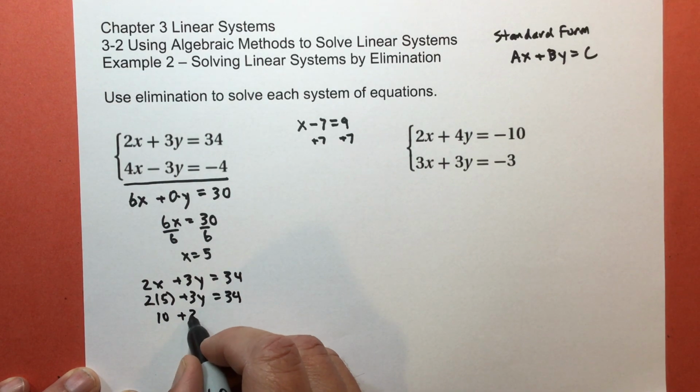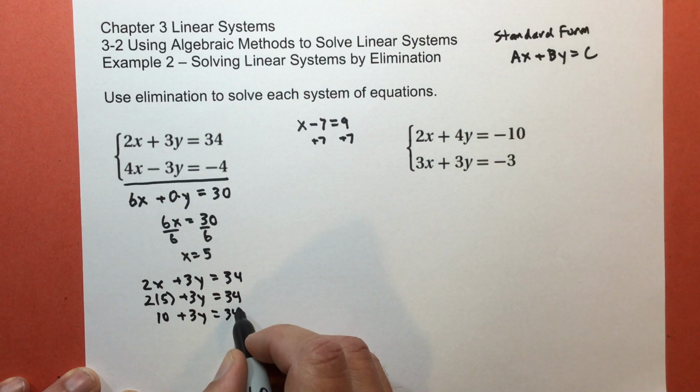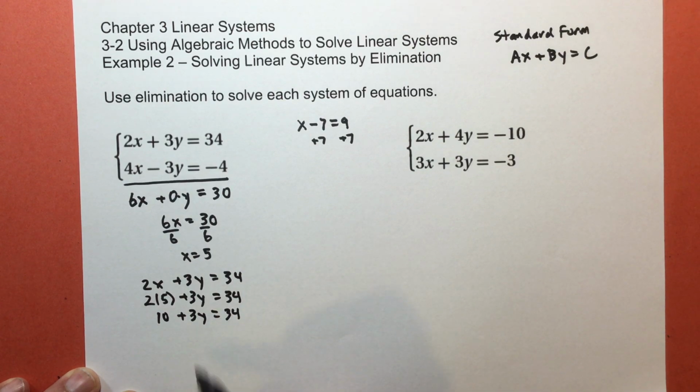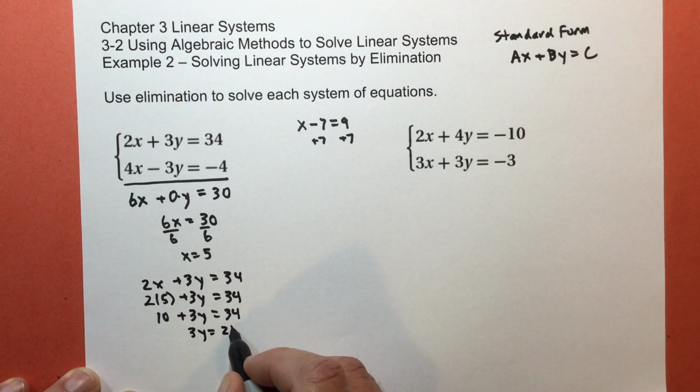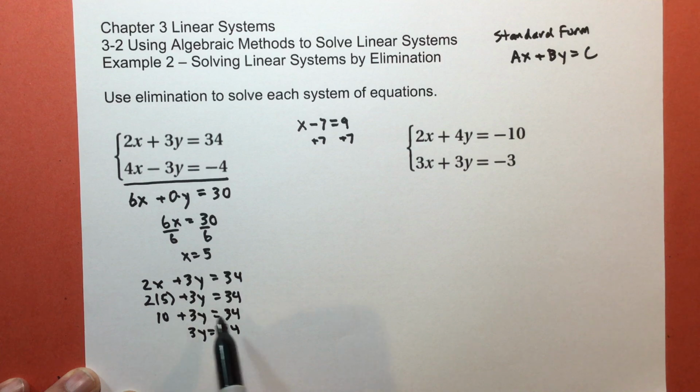Let's do a little simplifying here. I'm going to save some space. I'm running out of room here. So I'm going to subtract 10 from both sides and get 3y equals 24, because I subtracted 10, and I'm going to divide by 3. I'm going to get y equals 8. So it looks like my solution, x, y, is going to be 5, 8.